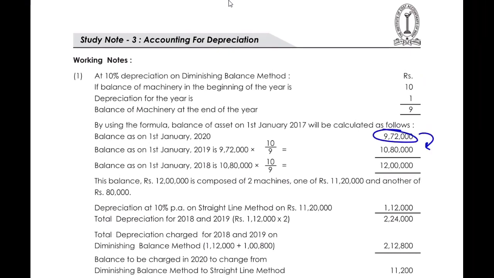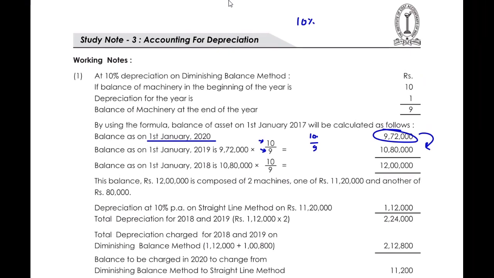9,72,000 was the balance as on 1st of January 2020. So if I want to calculate the cost, I need to divide it by 9 and multiply it by 10. Sir, why divide by 9 and multiply by 10? Because the depreciation was charged at the rate of 10%.